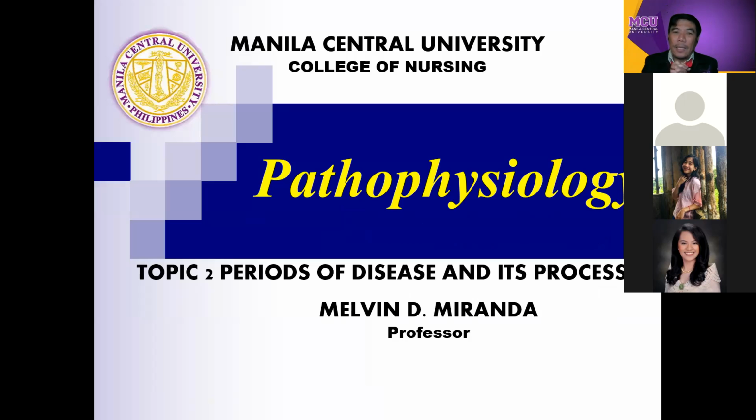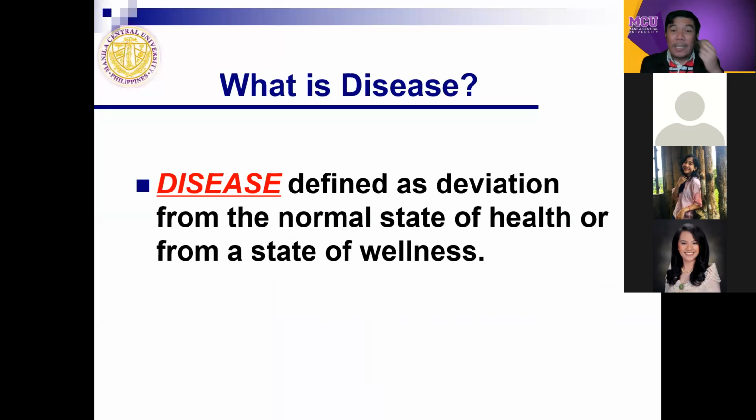Now we have been oriented on the pathophysiology: basic concepts of pathophysiology, review of systems, characteristics and functional organization. So these are very basic knowledge. That's why I have introduced you and we have a review first of these concepts before we proceed with the periods of disease. Class, we have defined disease as a deviation from the normal state of health or from a state of wellness.